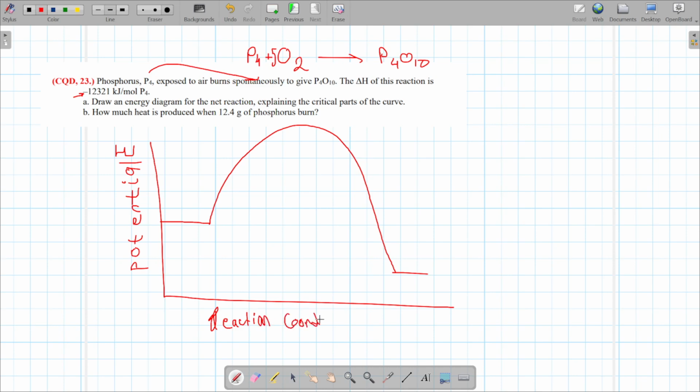We know here is always our reactants. In this case, we can't write reactants. We have to write what our actual reactants are, which is P4 plus 5O2. Then here we put our products, which is P4O10, because this could come up. And they said delta H is minus 12321.